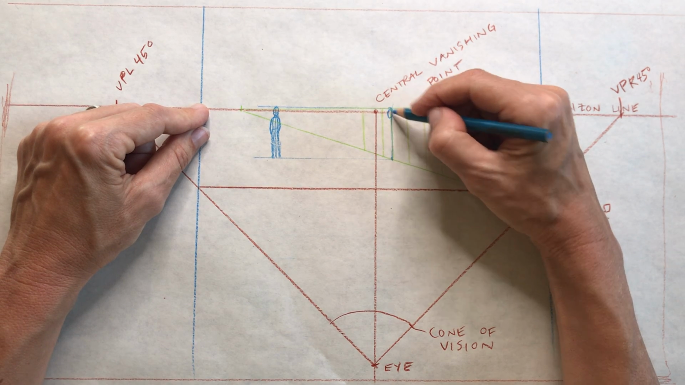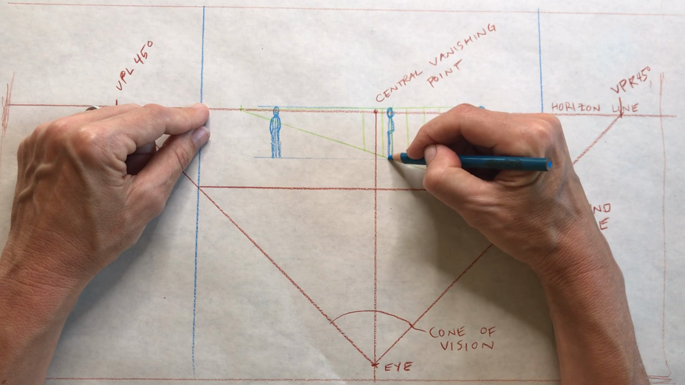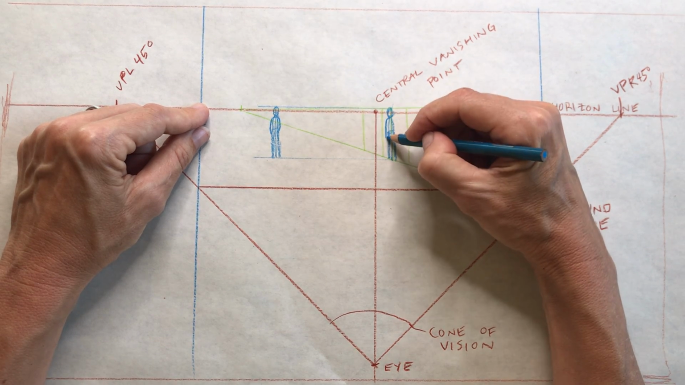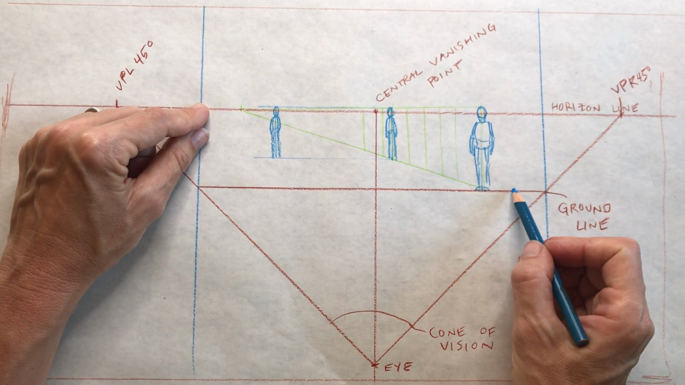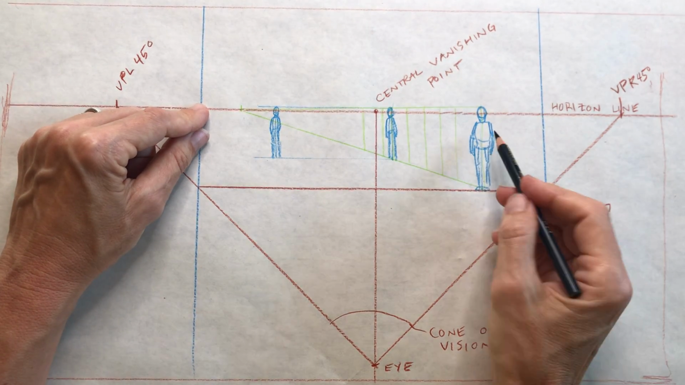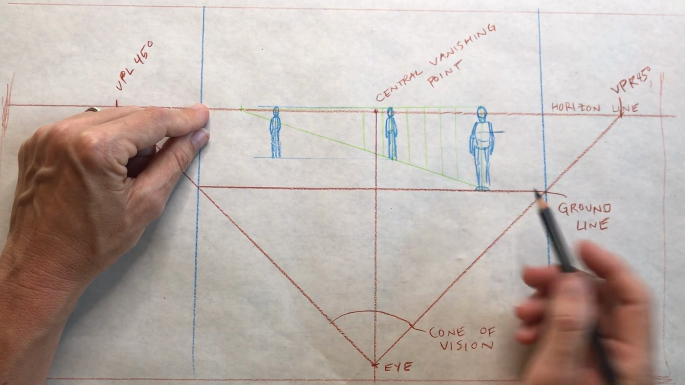And I could have that same figure, the height has been established. There we go. Let's suppose I want to put a child with him. Establish the height on the ground plane here.